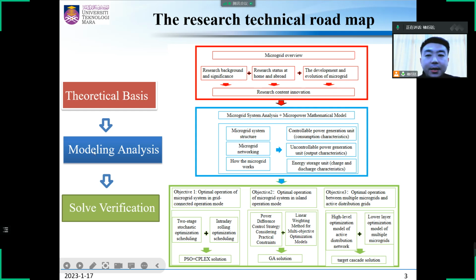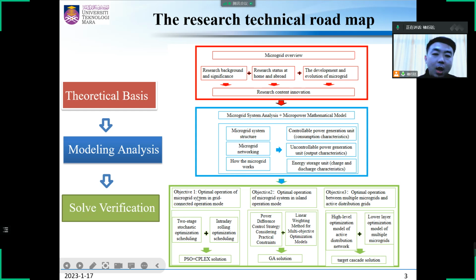The second, the modeling analysis, involves the microgrid system analysis and the micro power mathematical model. It's all basic and important. And the last one is the solve verification.